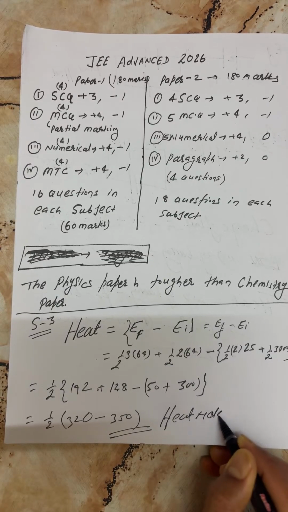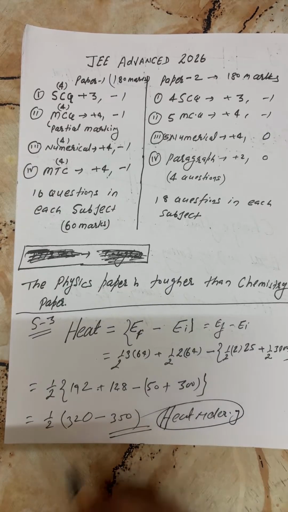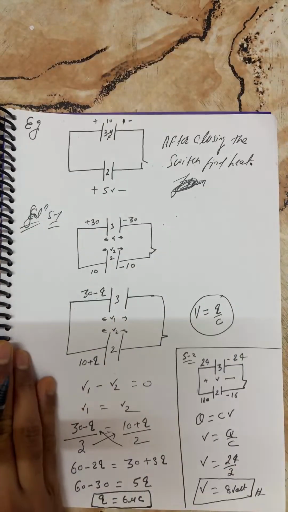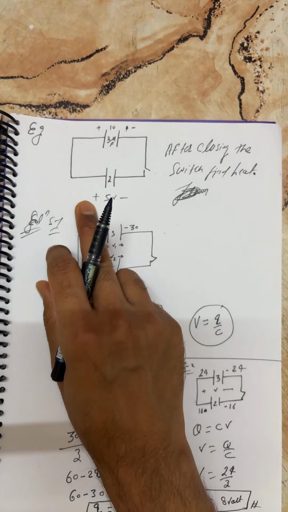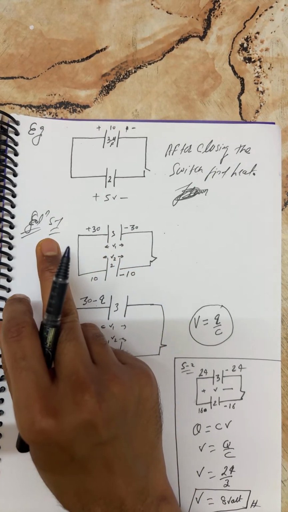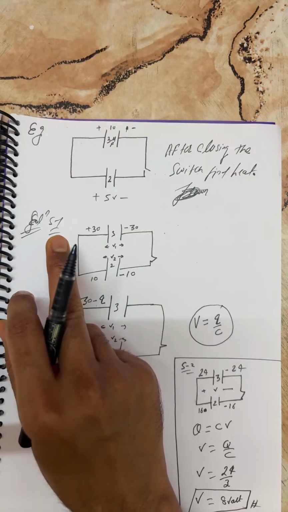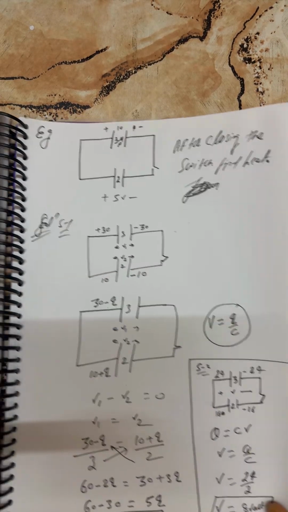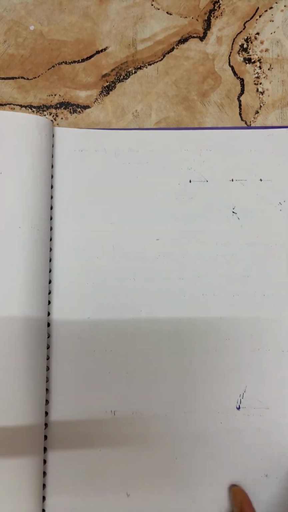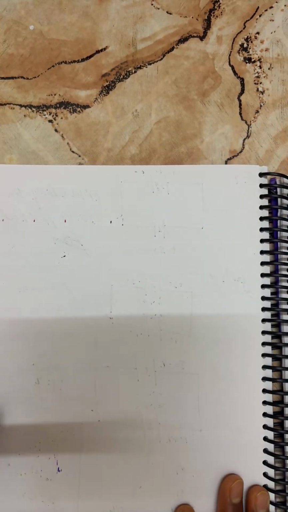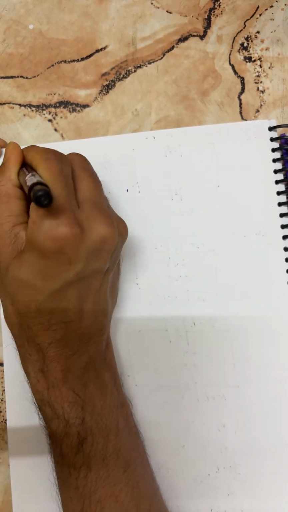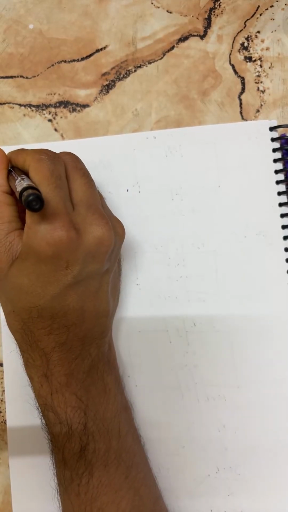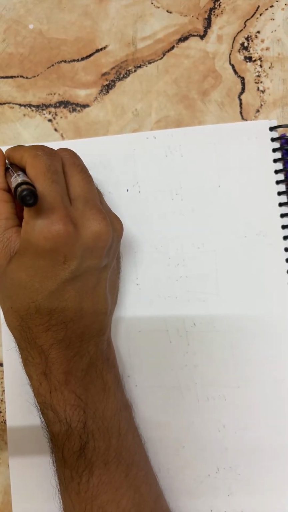Heat never negative. What is the mistake here? Should I check once? Energy initial. Okay, 25. Oh, yes, I got it. The mistake is there in the beginning of the solution here. Okay, I'm giving a next numerical. We'll see here. If we get the answer over here correctly, then your approach is correct only.